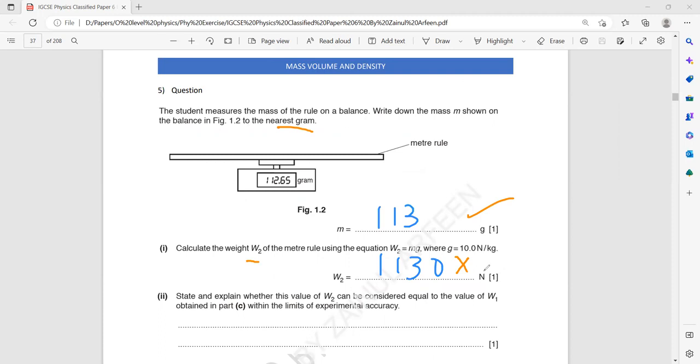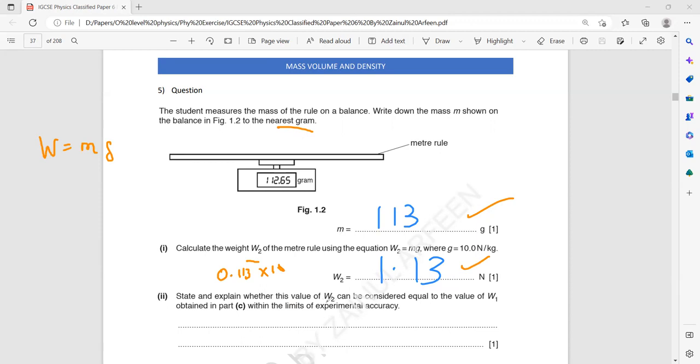Why is this wrong? Because whenever you use a formula, the mass should always be in kilogram, but this mass is in gram. So you have to convert into kilogram first, because it's written 10 Newton per kilogram. You divide by 1000. So it will be 0.113 times 10. So it will become 1.13.